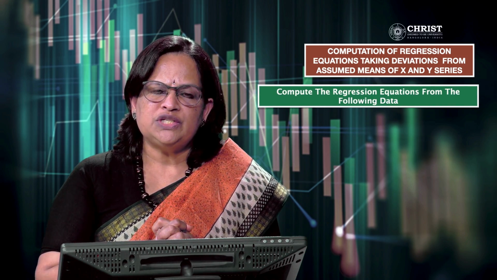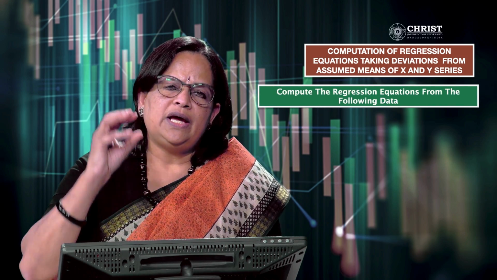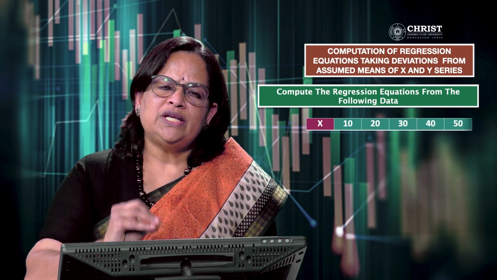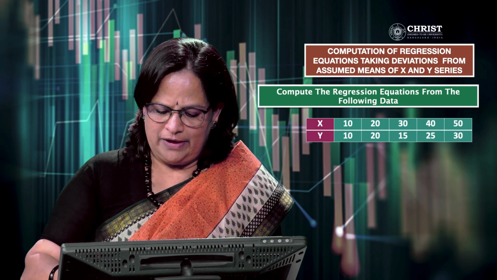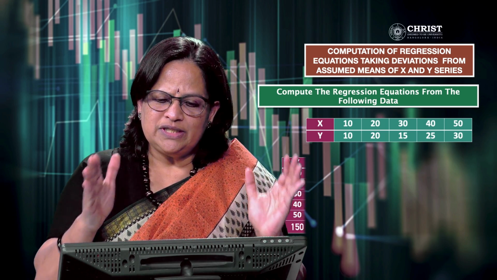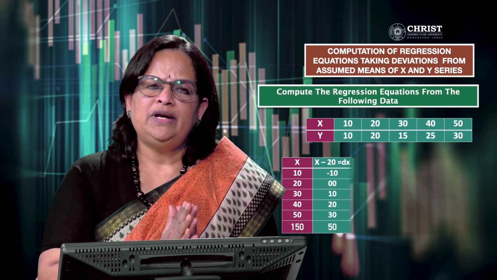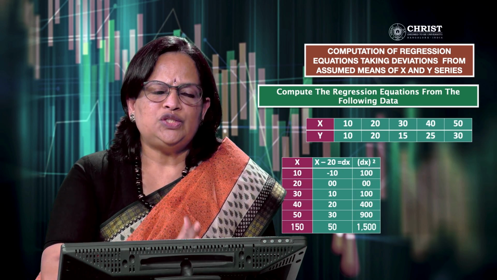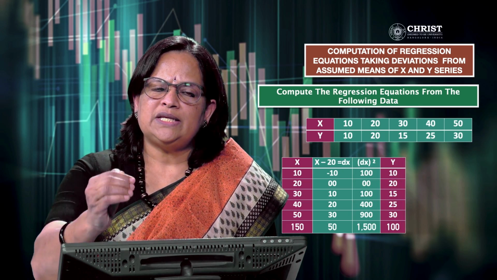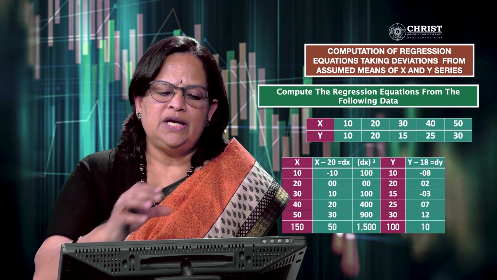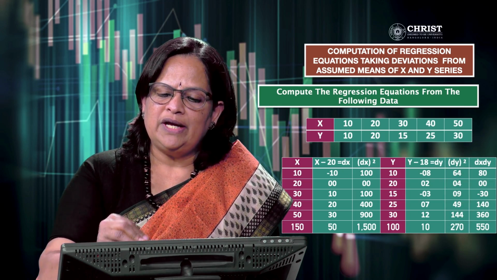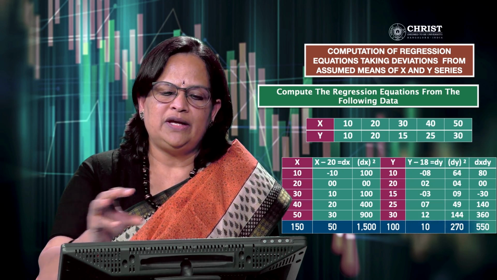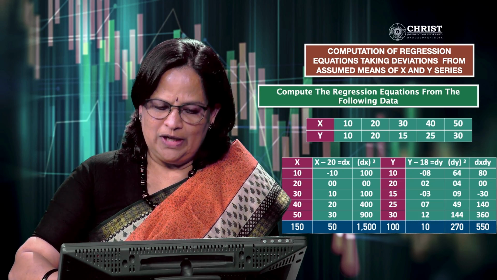Now, the second problem we will do: compute the regression equations from the following data. Here, assume mean values are not given. You can take any value for computation. Values of x are there and values of y. Now, the solution is given in this. So, I have computed taking 20 as the assumed mean for x series and 18 as the assumed mean for y series. Now, we have to do the calculations: dx values, dx square, dy, dy square and dx dy. We have to take the total of all these values.